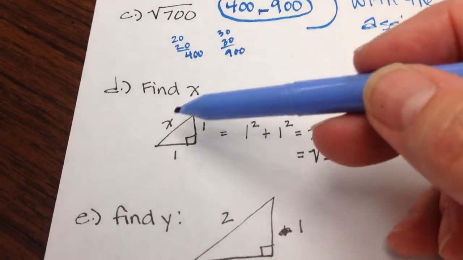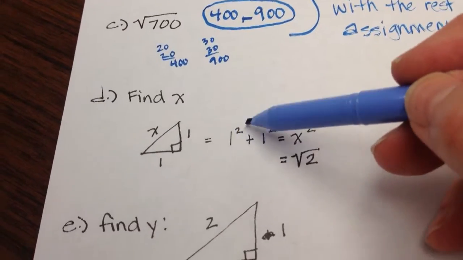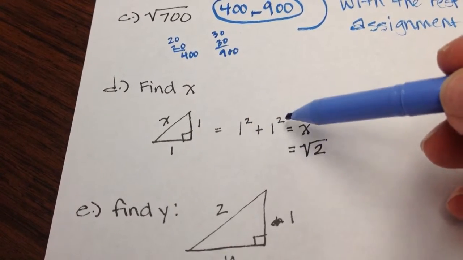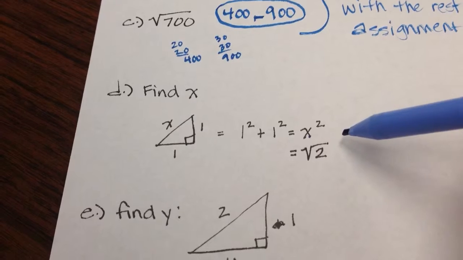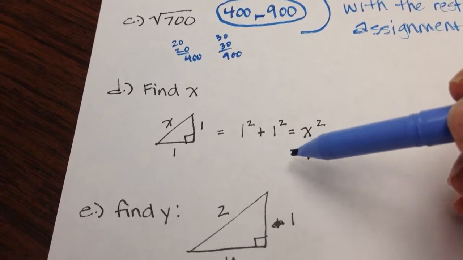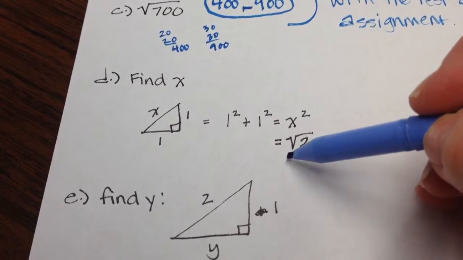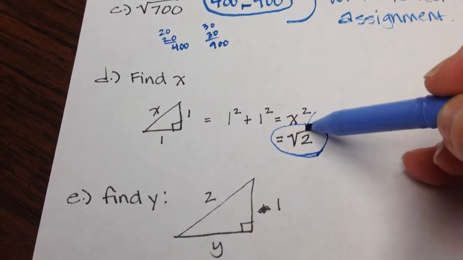So here it says find x. We're going to do our Pythagorean theorem. We have 1 squared plus 1 squared equals x squared. Well, 1 squared is 1, plus 1 squared is 1, so that would equal x squared is 2. And what's the square root of 2? Well, we can't figure it out, so we just write it as square root of 2. Those would be easy answers, right? You just put it in its radical form.